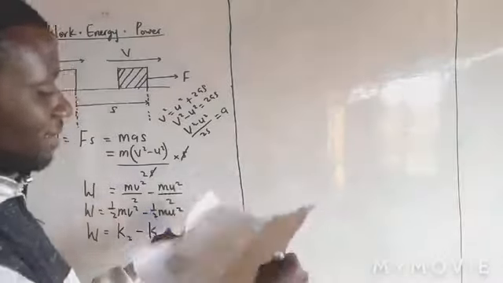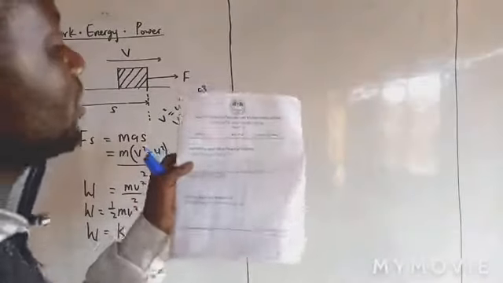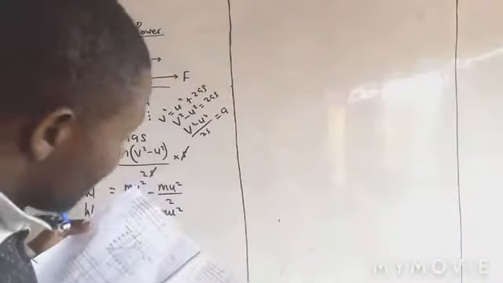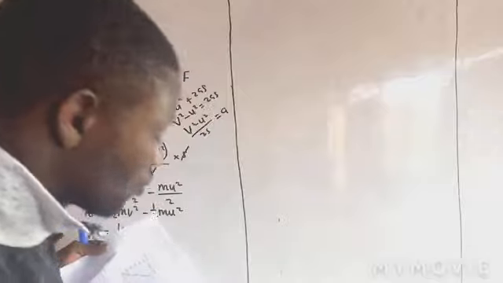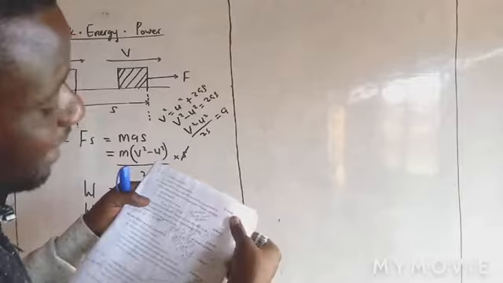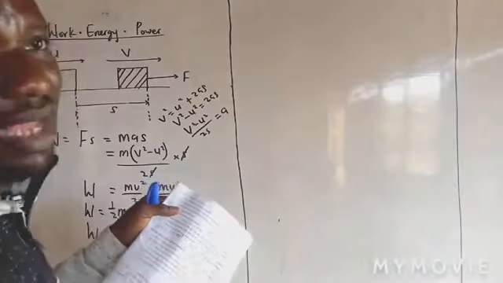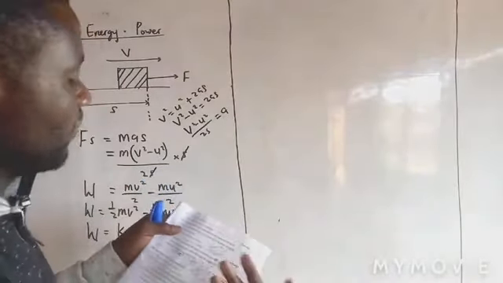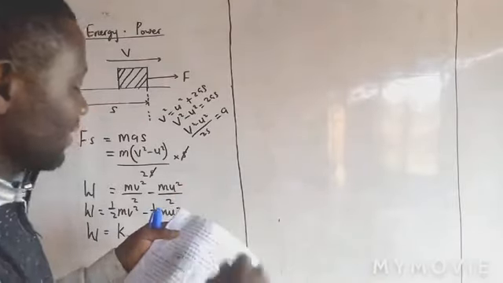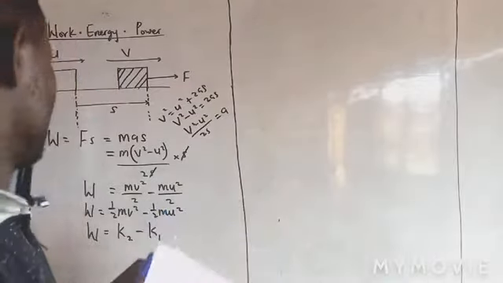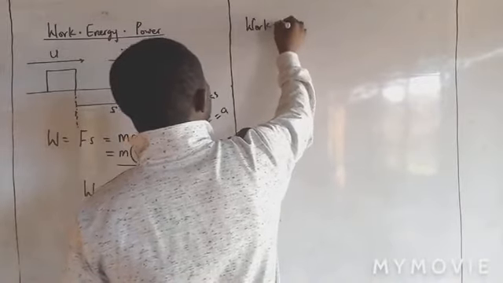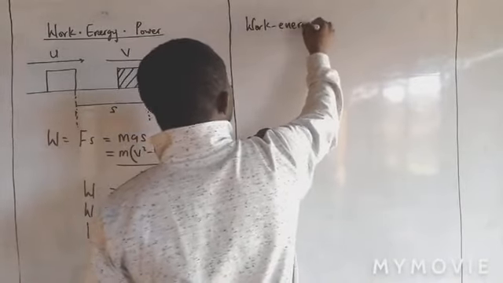So how do we now state it? According to this JUPEB exam, this question cannot earn you more than 2 marks, because A1 and A2 together are 3 marks. As a result, you need to be very careful and state your answer accordingly. We are asked, state the work energy theorem. So, work energy theorem.